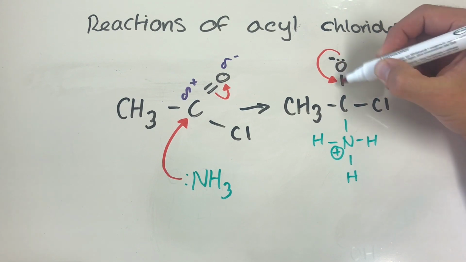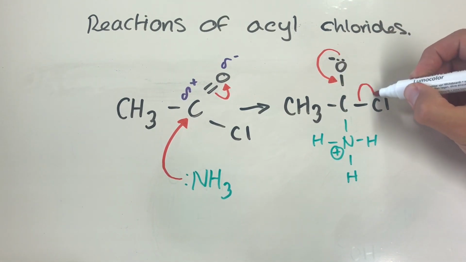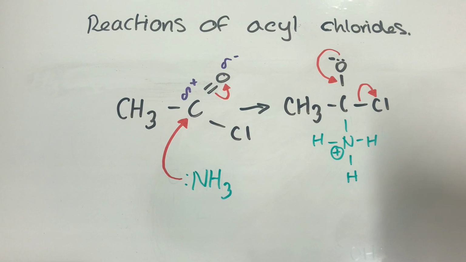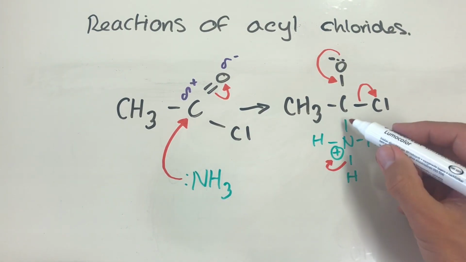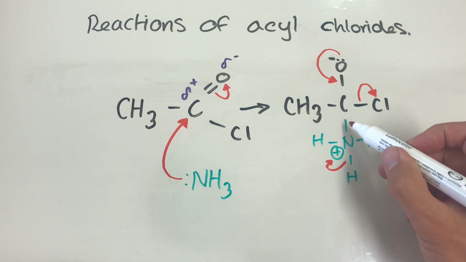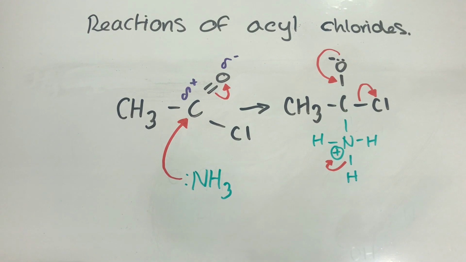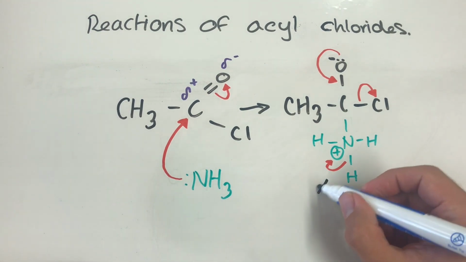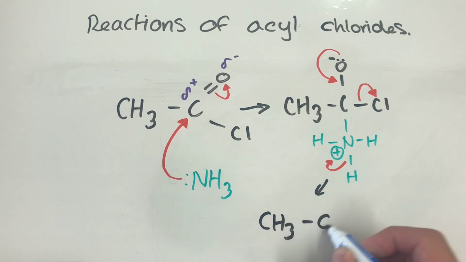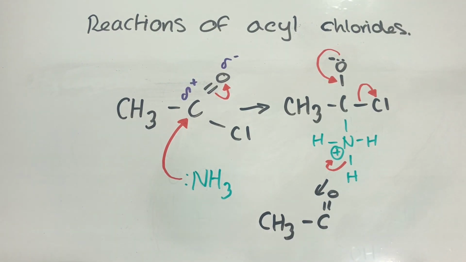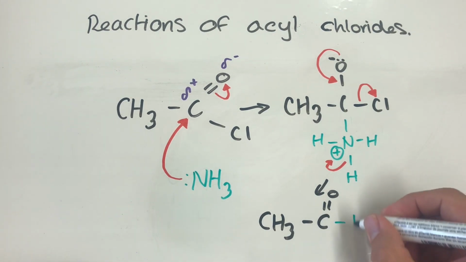The pair of electrons will reform the double bond. The chlorine will cleave off, and then one of these hydrogens will be removed because we don't have more than 3 bonds for the nitrogen. We've got 1, 2, 3 bonds there. So then our product is going to have CH3 here, the double bonded oxygen that's formed, and then the NH2 on the end here.